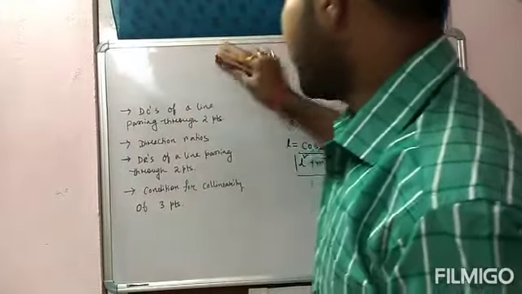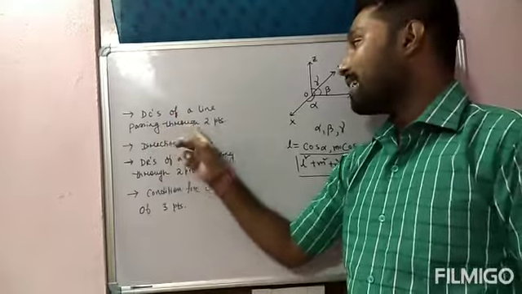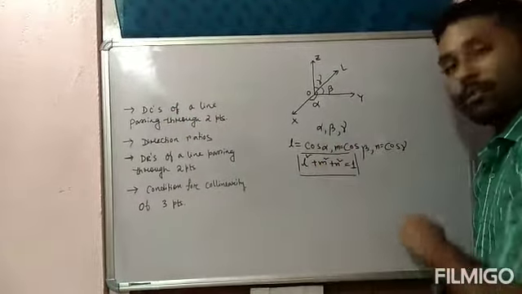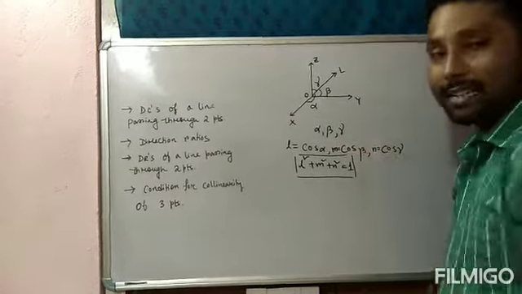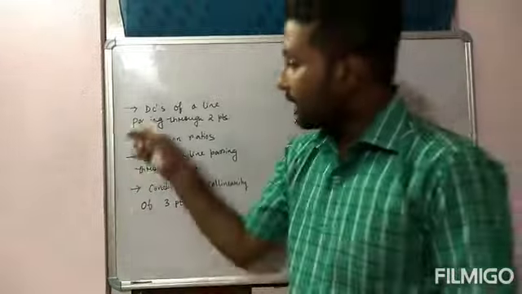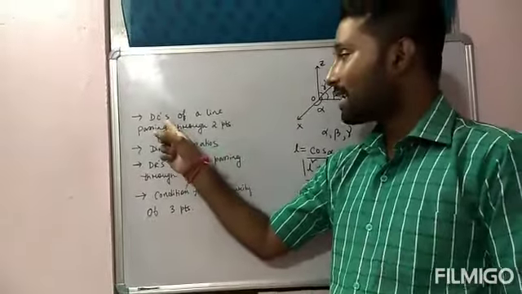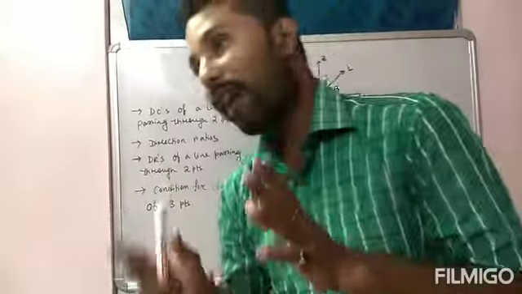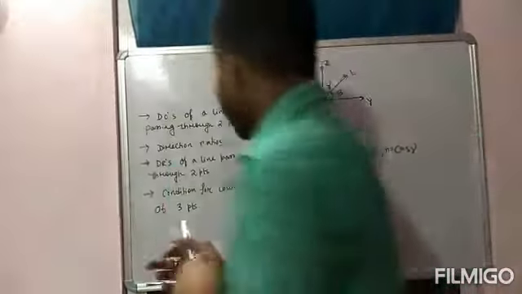Next, point number 3 is direction cosines of a line passing through 2 points. This is also a direction cosine formula, that is l = cos α, m = cos β, n = cos γ. The third point is also about direction cosines, that means direction cosines of a line passing through 2 points. How can we find the direction cosines of a line passing through 2 given points?